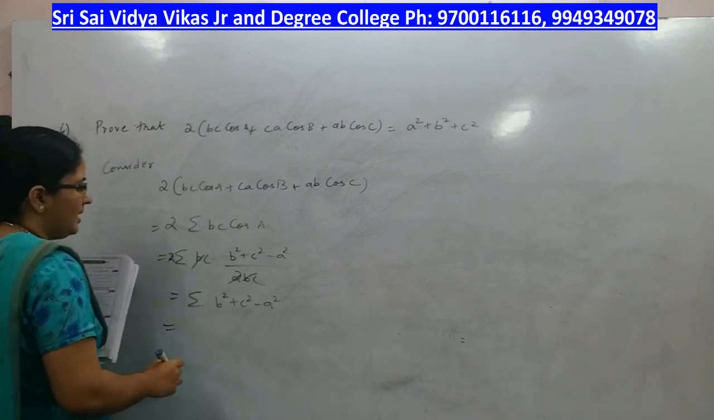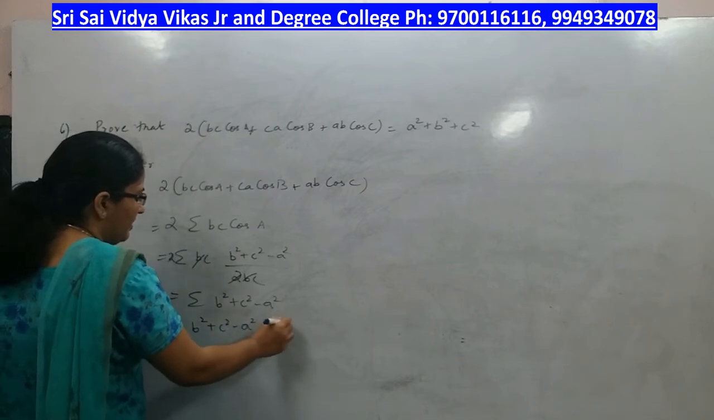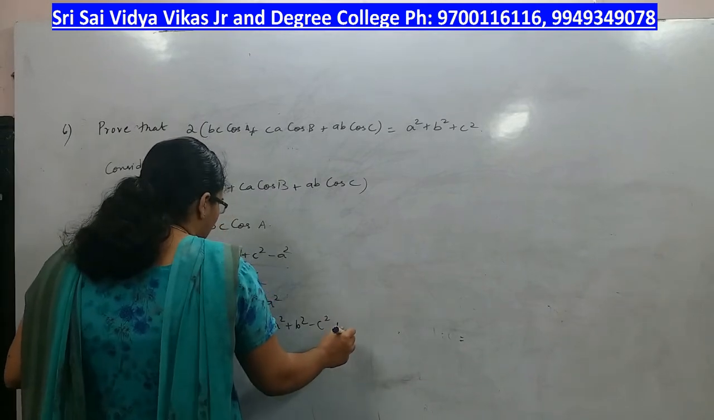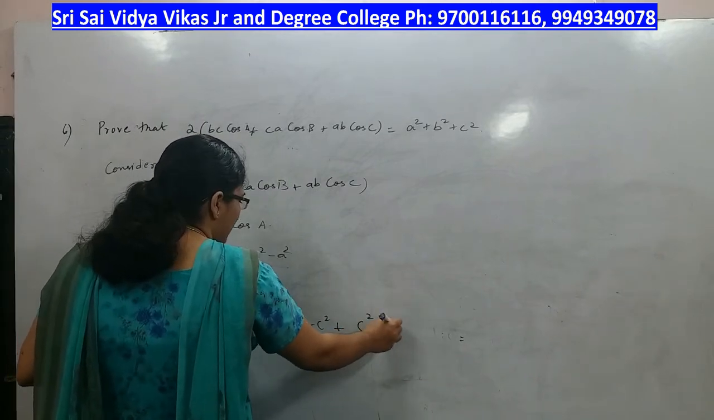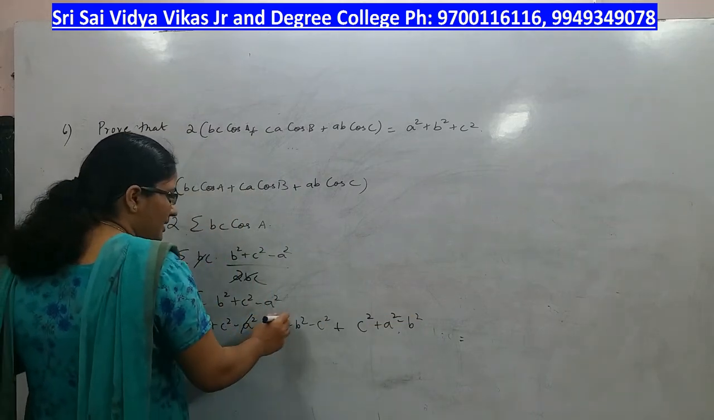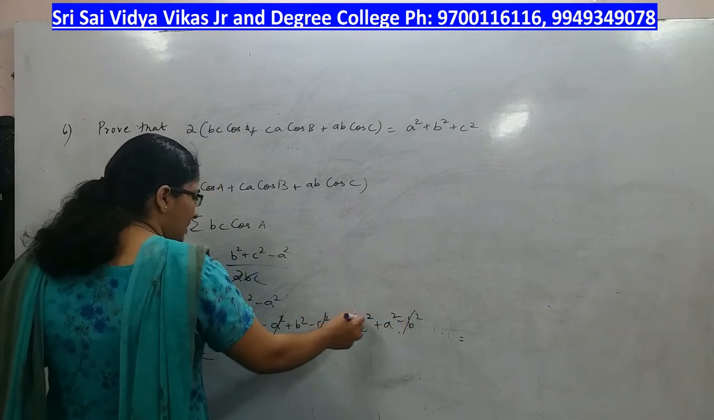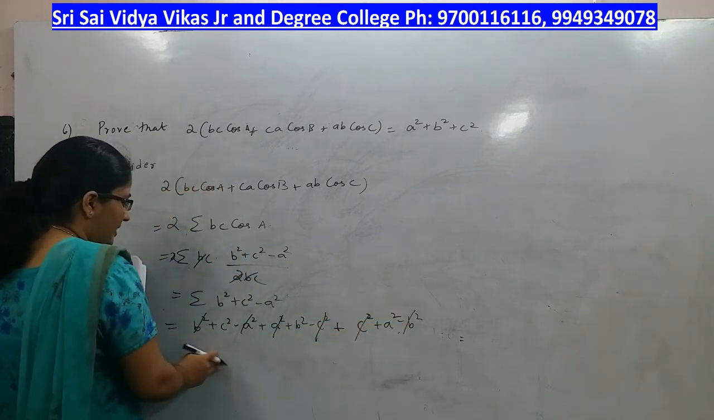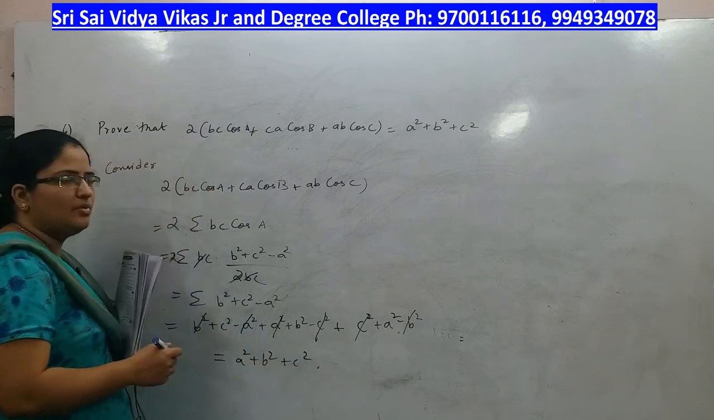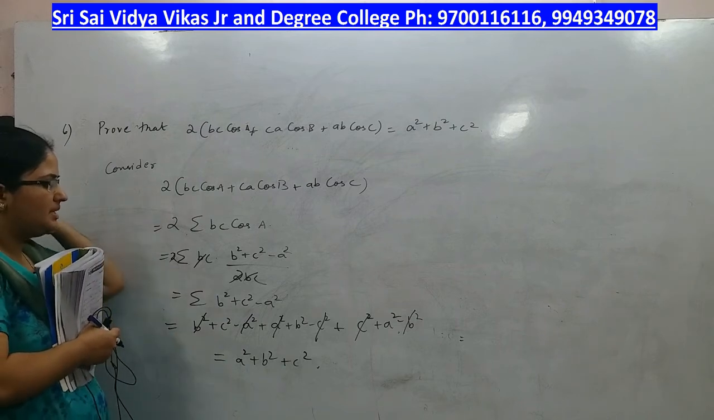Summation b square plus c square minus a square is b square plus c square minus a square, plus a square plus b square minus c square, plus c square plus a square minus b square. Now plus a square minus a square gets cancelled, plus b square minus b square gets cancelled, plus c square minus c square gets cancelled. You are left with a square plus b square plus c square. This is what you have. That is what we need to prove there: a square plus b square plus c square.